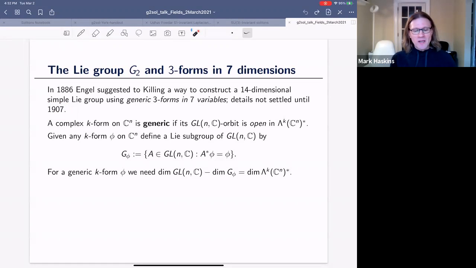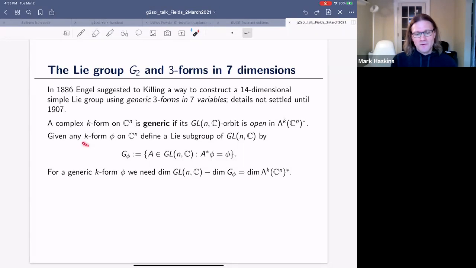So what do we mean by a generic K form? Let's talk about complex K forms. If we've got a K form, then obviously we can pull it back by any general linear group element. And so generic just means that its orbit under the general linear group is open in the space of all K forms.